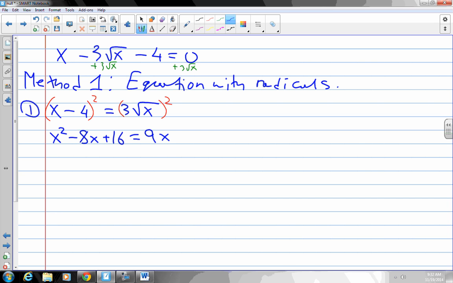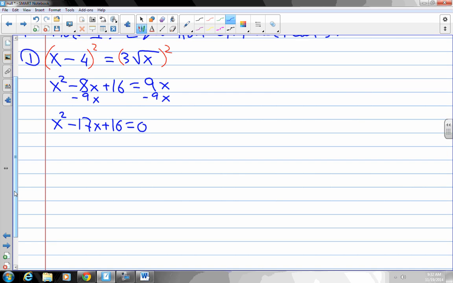Don't ask me where the 8x came from. Okay. We all know where the 8x came from, okay. Right? All right. So anyways, nice equation. Move 9x over. We get x squared minus 17x plus 16 equals 0. Right? I believe I can factor that. Problem's coming out pretty nice today. x minus 16, x minus 1 equals 0. So x is either 16 or x equals 1.